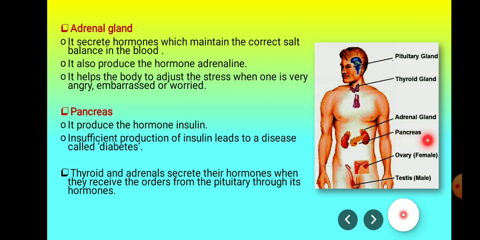Pancreas: it produces the hormone insulin. Insufficient production of insulin leads to a disease called diabetes. Thyroid and adrenals secrete their hormones when they receive orders from the pituitary through its hormones.